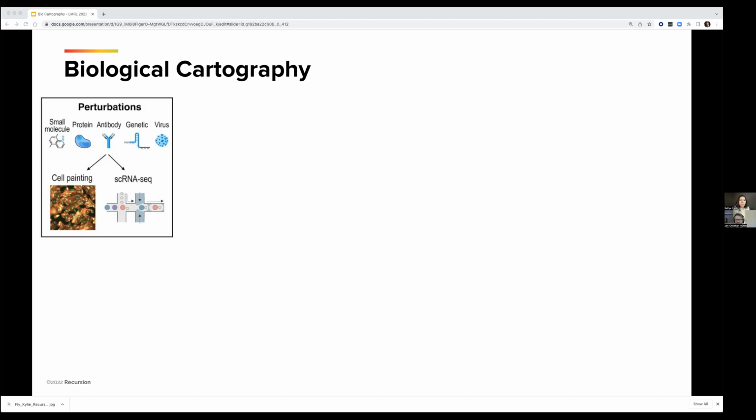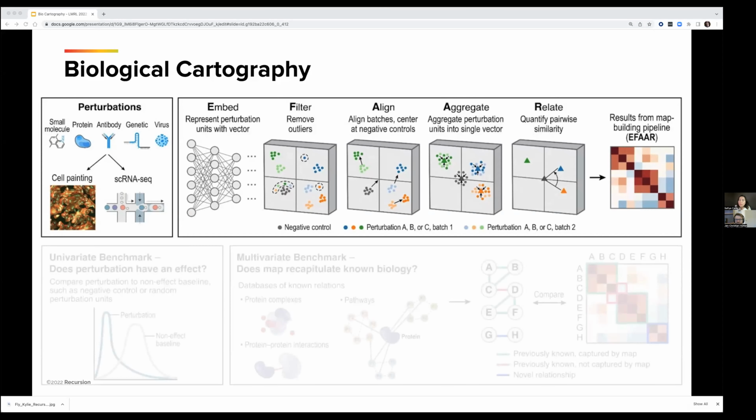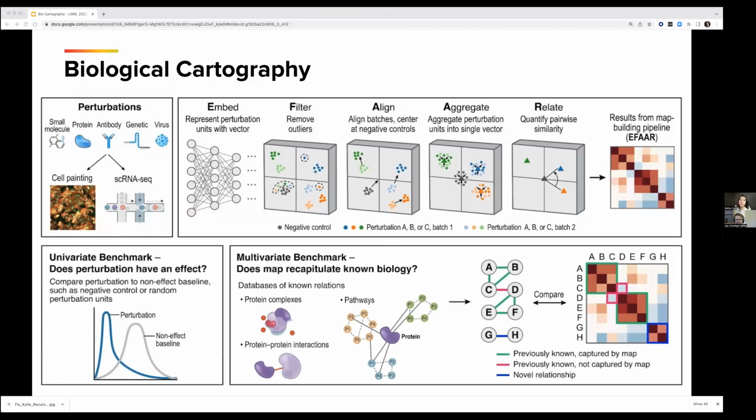In this work, starting with biological perturbations, we first propose the EFR framework for map building. We then propose two key classes of benchmarks to assess the quality of a map. We describe univariate benchmarks, evaluating the quality of individual perturbations, and then multivariate benchmarks, evaluating how well the map can recover known biological relationships. We demonstrate the application and interpretation of these benchmarks through example maps of single-cell RNA-seq and imaging data.